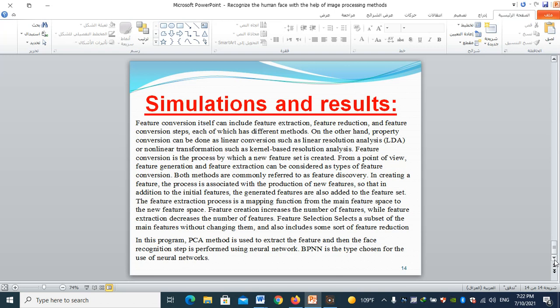In this program, the PCA method is used to extract the features, and then the face recognition step is performed using a neural network. BPNN is the type chosen for the neural network.